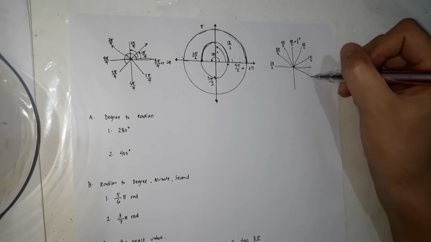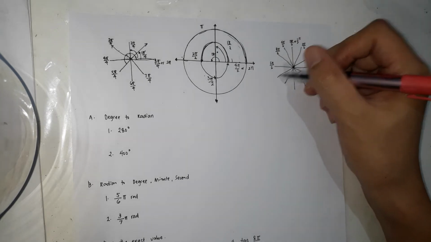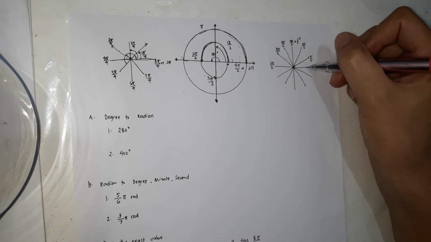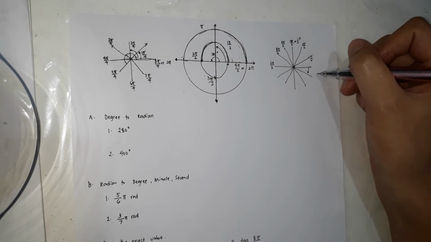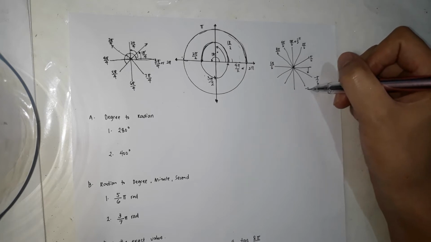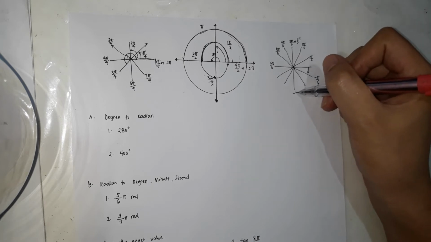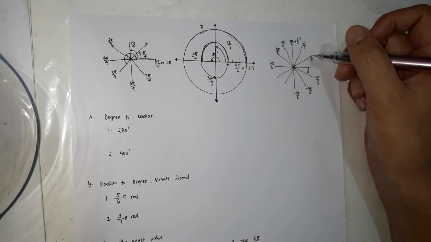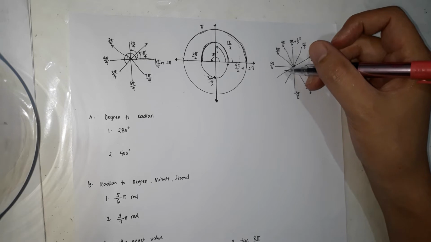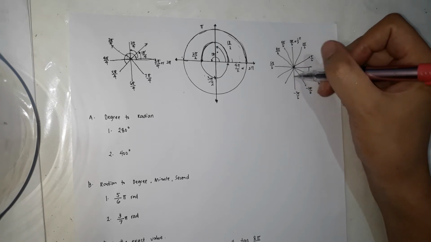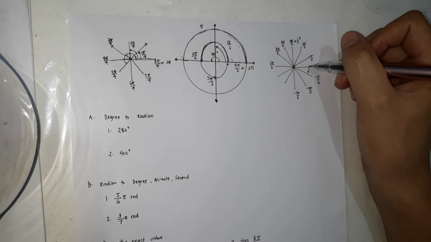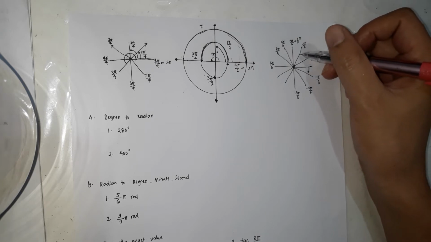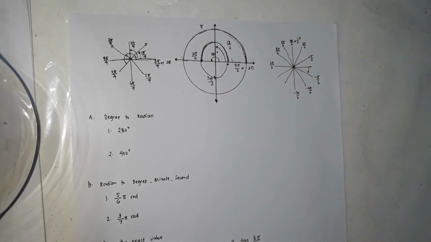However, if you're going to divide this by 6, and start here until there, you're going to make it negative. So this is negative pi over 6, negative 2 pi over 6, negative 3 pi over 6. This is clockwise. If it is clockwise, it's negative. If it is counterclockwise, it's positive.